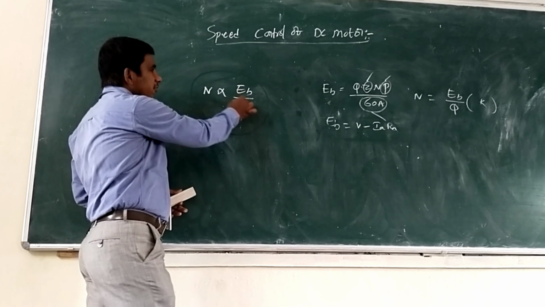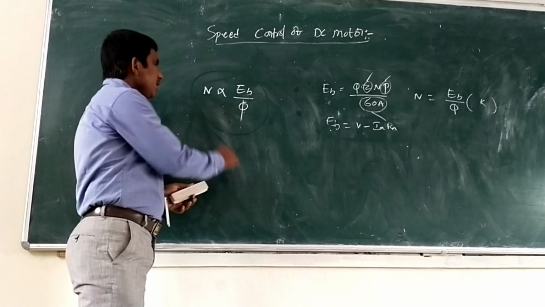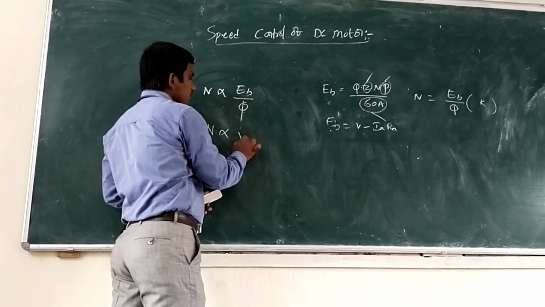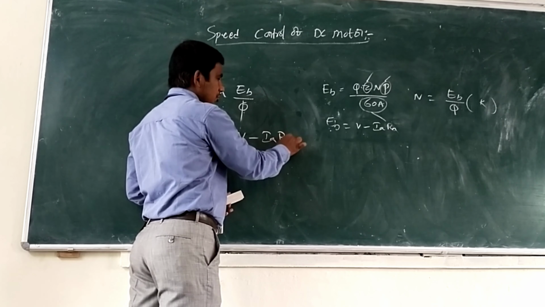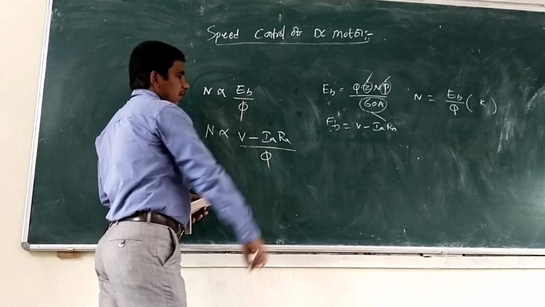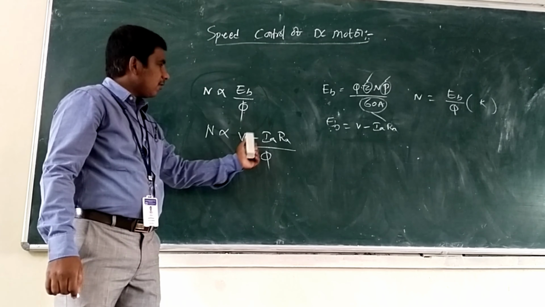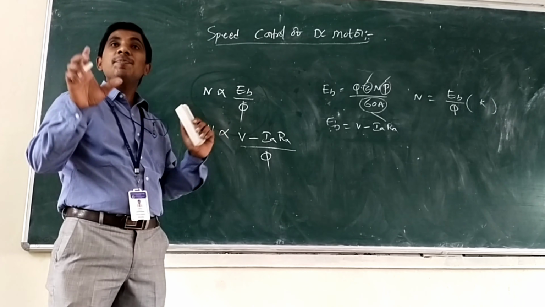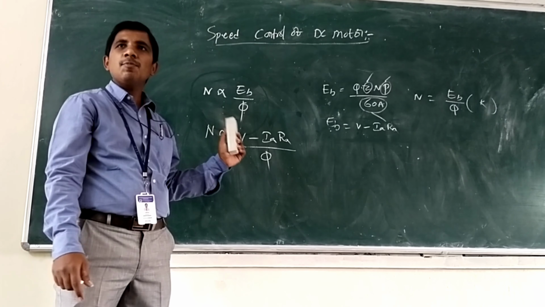Okay, in this equation we can substitute this one. N is proportional to EB by phi, where EB is V minus IA RA. If you substitute that, this is the relation between speed and the different parameters. The speed depends on which parameters in a DC motor?